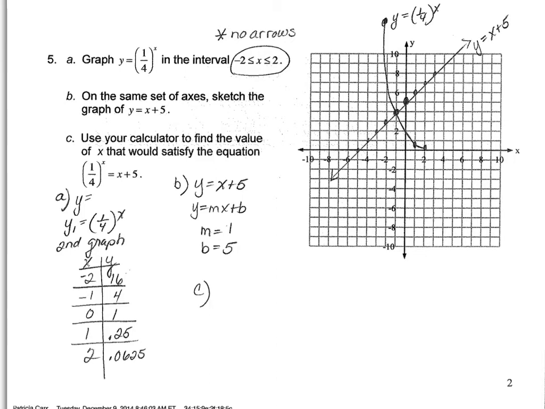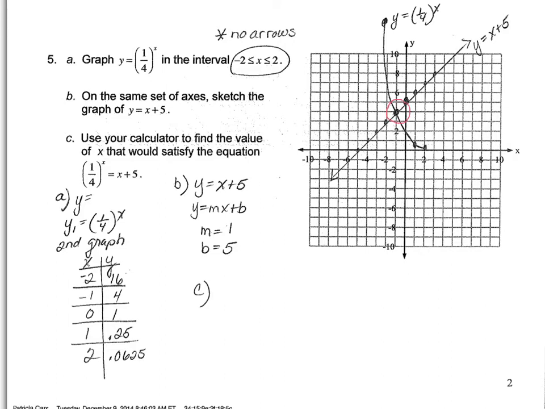Okay, let's take a look at it. Does yours look like mine? The first one was an exponential. The second one was a line. Okay. So, part C says, use the calculator to find the value of x which satisfies the equation. Well, the value of x would be the x of a point of intersection. My point of intersection is right here.